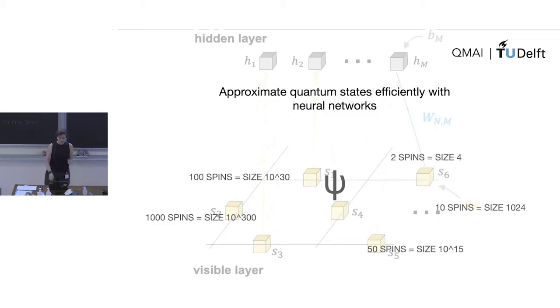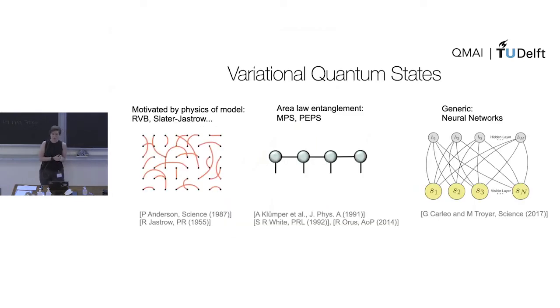Okay, so, approximating quantum states efficiently with neural networks. If you are not from condensed matter, this slide will not tell you anything. This is just me acknowledging that there have been a lot of efforts. You see that all these papers I'm citing here are from 1955. The idea of approximating quantum states efficiently is not new, right?